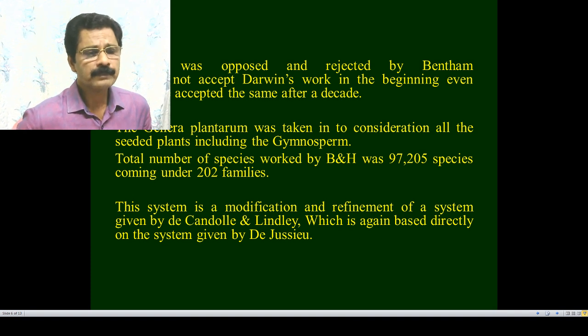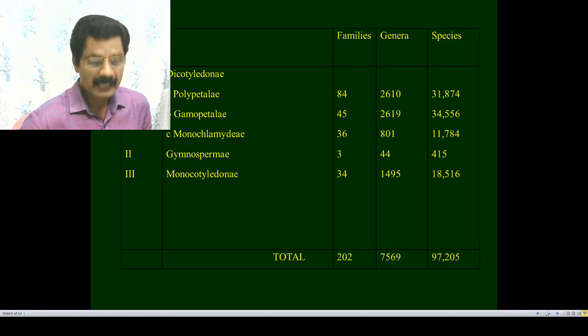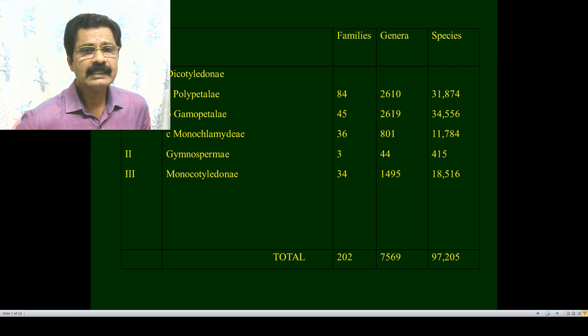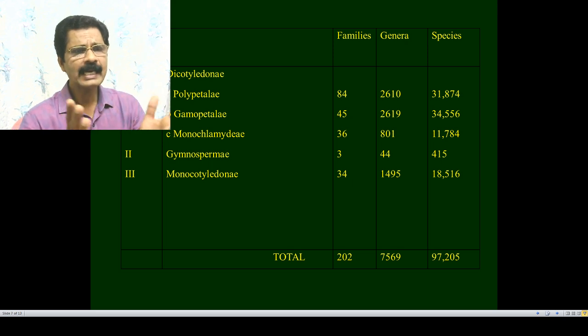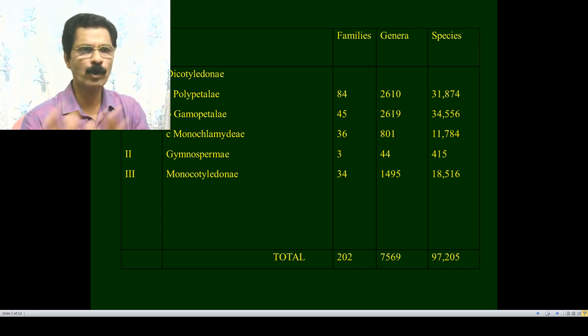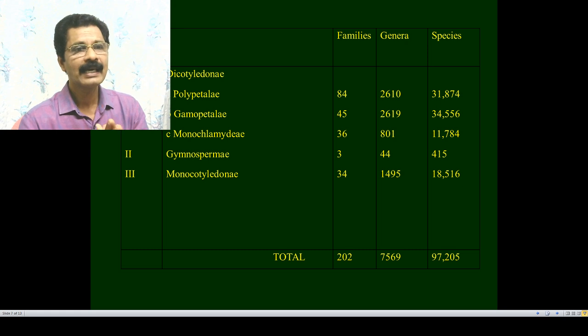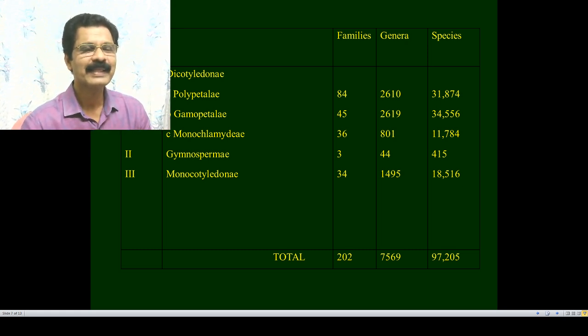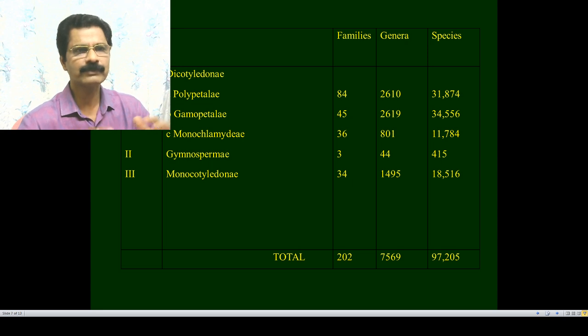Then they classified angiosperms into dicotyledons and monocotyledons. In between they have placed gymnosperms. That is one of the demerits of Bentham and Hooker's system of classification.